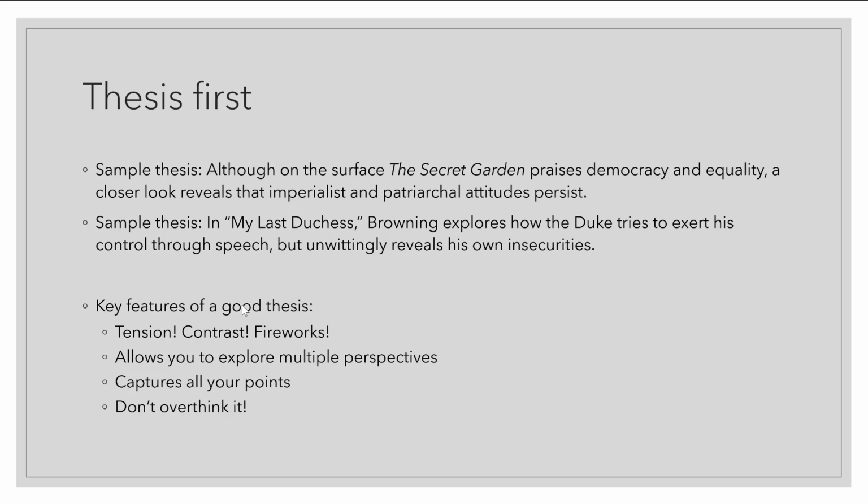The second one goes, in My Last Duchess, a famous poem, Browning explores how the Duke tries to exert his control through speech, but unwittingly reveals his own insecurities. Notice that this one too has a contrast built in, and a good thesis has tension. There's some kind of problem that we're trying to solve. In this case, how the text can have the main character appear in multiple ways, and we're bringing this together to reconcile these impressions. So don't state something that's perfectly obvious, but state something that has tension, that's provocative, where you can make an actual argument, because arguments get you points.